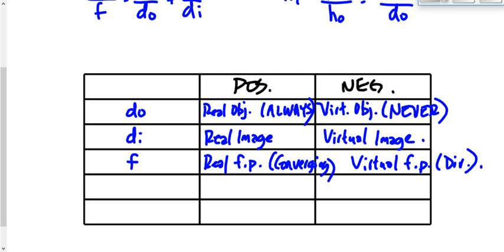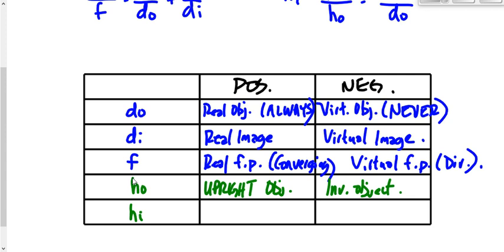Now, the last two rows in this table relate to HO and HI. Notice I've colored them differently because the pattern is different. The blue ones are positive if they're real, negative if they're virtual. The green ones are positive if they're upright. If you have an upright object, you have a positive HO. If you have an inverted object, you have a negative HO. HO is almost always going to be positive, but it is conceivable that the object could be upside down.